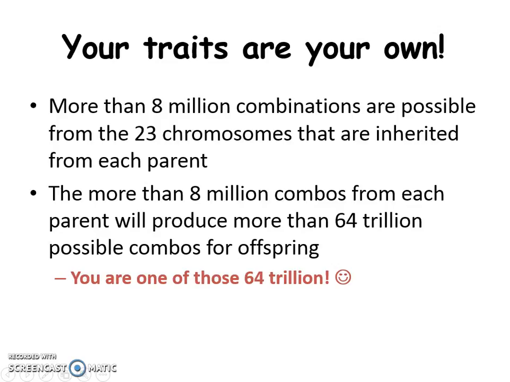More than 8 million combinations are possible from the 23 chromosomes that are inherited from each parent. So more than 8 million combinations from each parent will produce more than 64 trillion possible combinations for the offspring. So there was a 1 in 64 trillion chance that you look like what you look like.